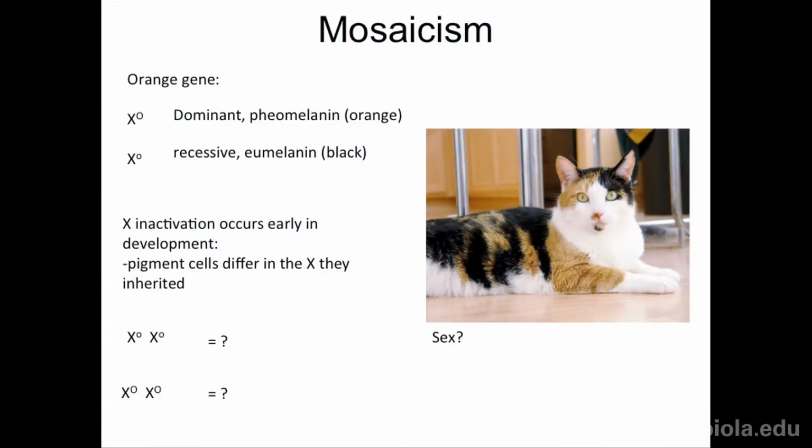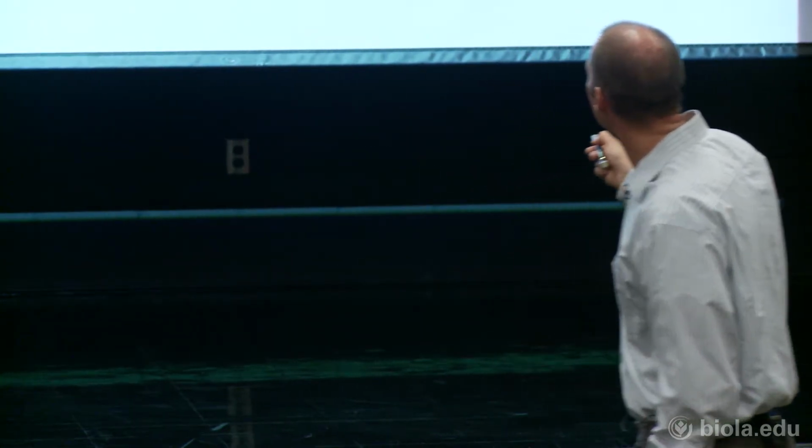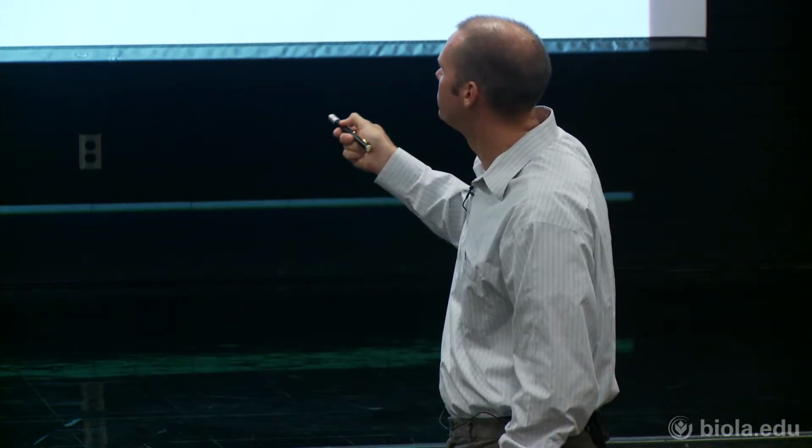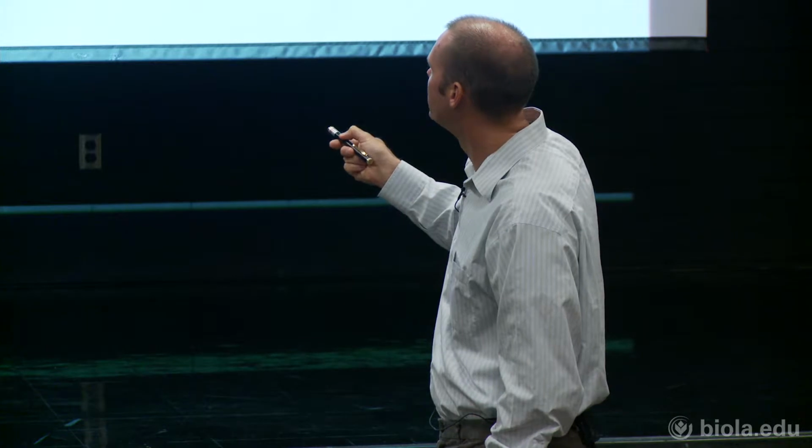So the calico pattern: all of this black splotch here is because all of the cells are descendants of an original cell early in development that decided to shut down the big O chromosome. So all of these cells in this patch came from one original cell early in development. This orange patch, all of those cells came from a single cell early in development that decided to shut down the other, the chromosome with the recessive allele, and so they're only expressing the orange phenotype. This is mosaicism. Different cells are showing different phenotypes.